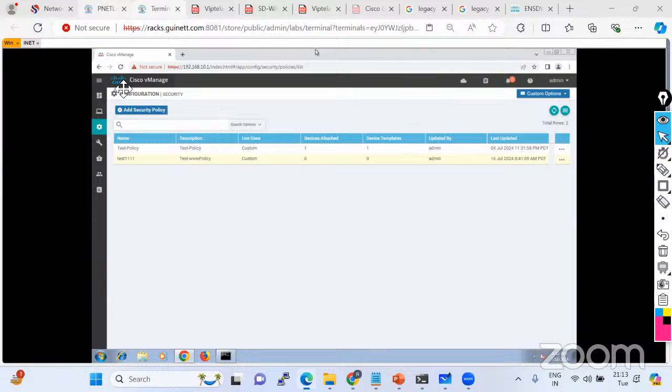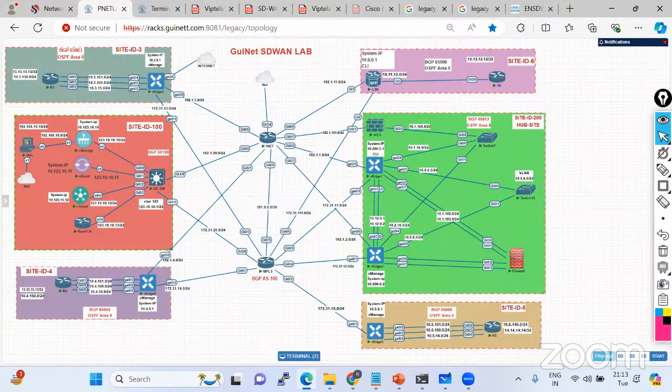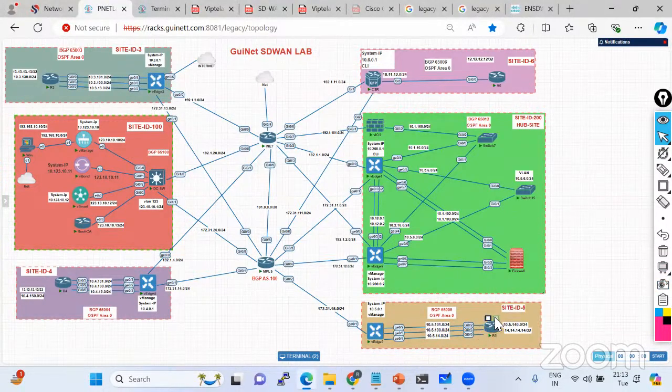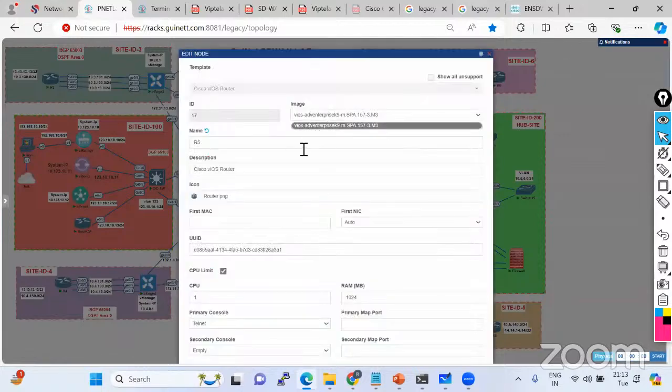I'm just asking, instead of a huge switch, can we use this? Which switch are you referring to? Any L3 switch, L2, L3 switch. Yeah, we can connect this to the switch. You can connect this. It is doable. If you want to see how it is going to happen, let me show you. If you want to connect this via the switch, it is doable.